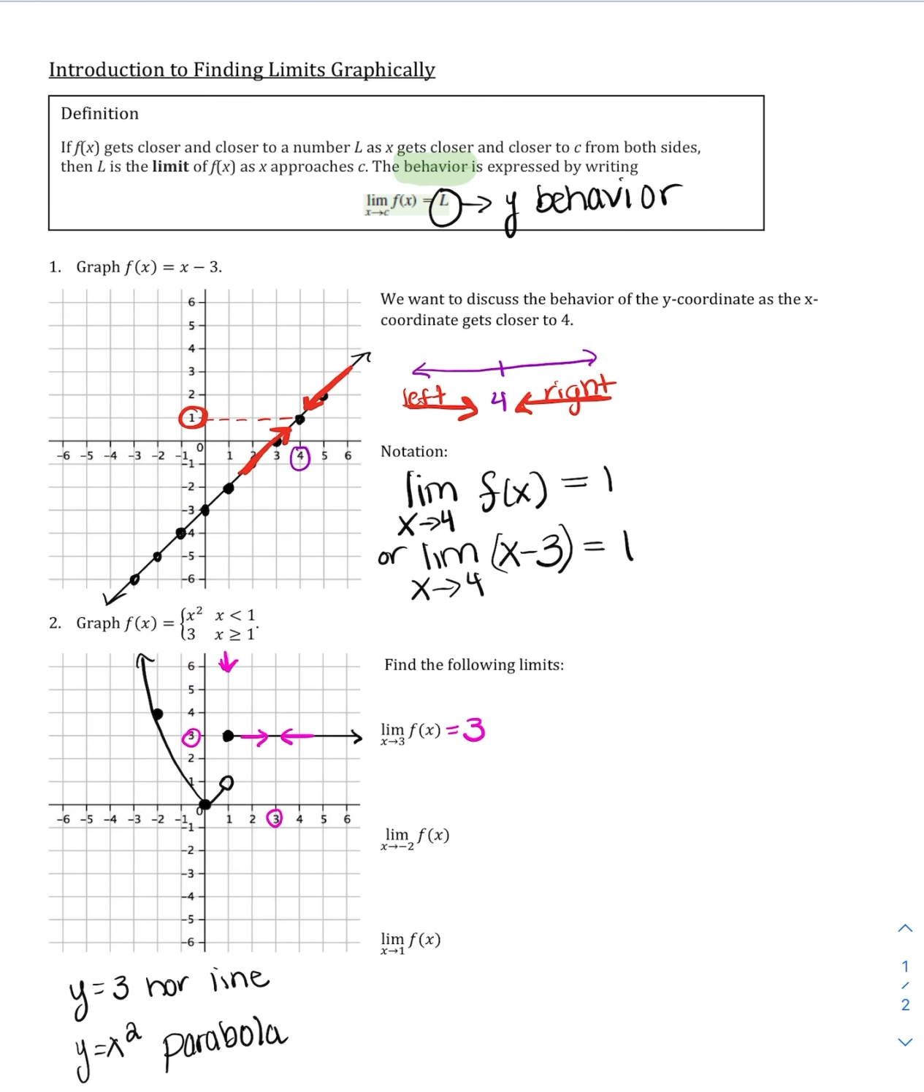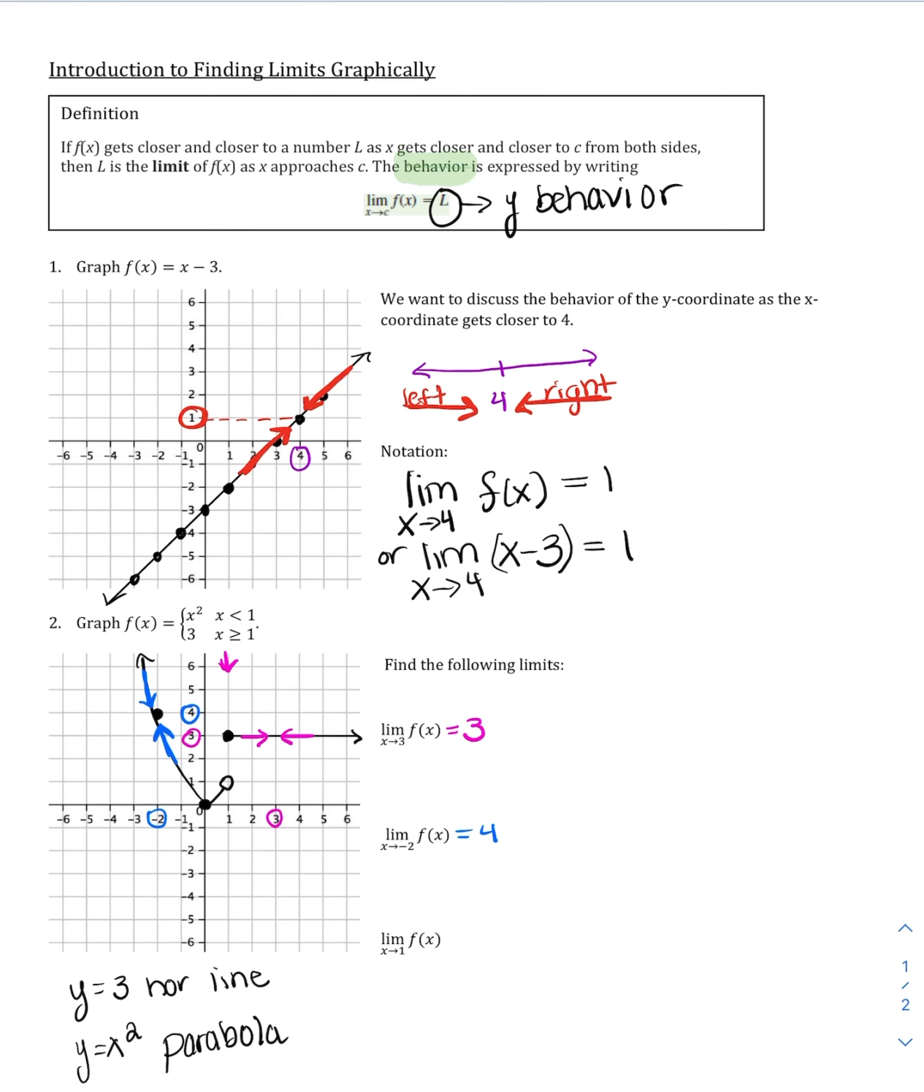Now let's do negative 2. So let's circle negative 2. It's right here. Just doing it for emphasis. You don't have to do that. So as I'm approaching from the left, I'm coming down. And as I'm approaching from the right, I'm coming up. And as my x's are getting closer and closer to -2, my y's are getting closer and closer to 4. So the limit as x approaches -2 of f of x is equal to 4.